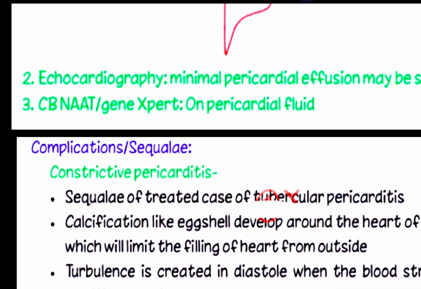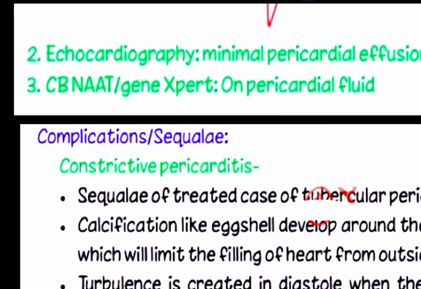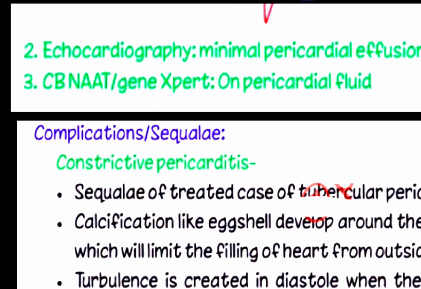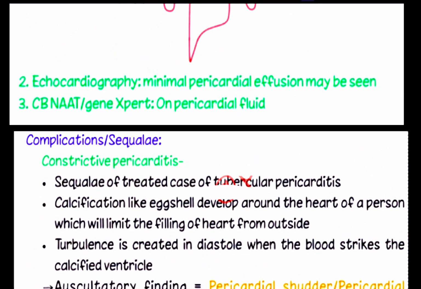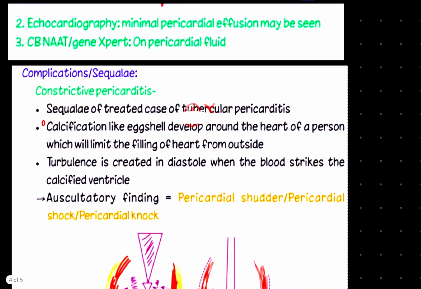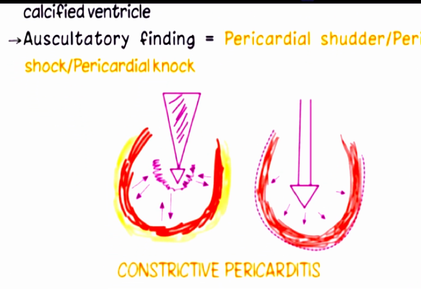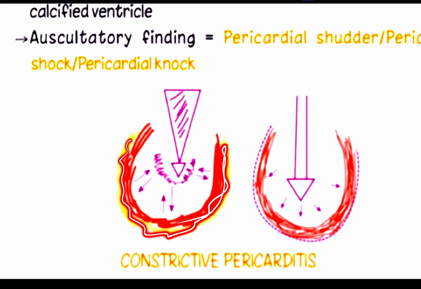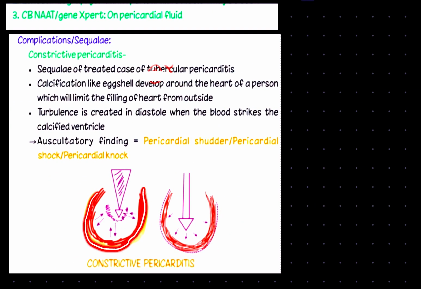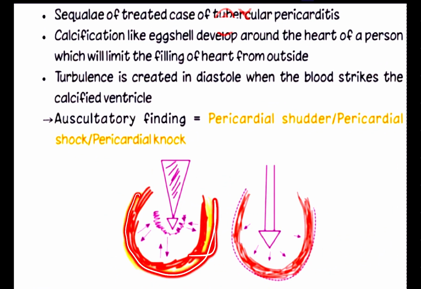Now talking about the complication of this condition, constrictive pericarditis. Since the person is suffering from tuberculous pericarditis, we are treating it with the antitubercular regimen for 6 months. In the process of treating this tubercular pericarditis, there will be formation of calcification, that means an eggshell-like covering. This is our pericardium. Outside this pericardium, if you see carefully, there is a yellow layer. What is this yellow layer? This is our calcification, an eggshell-like covering that develops around the heart of the person, which limits the filling of the heart from outside. For example, this is our heart filling.